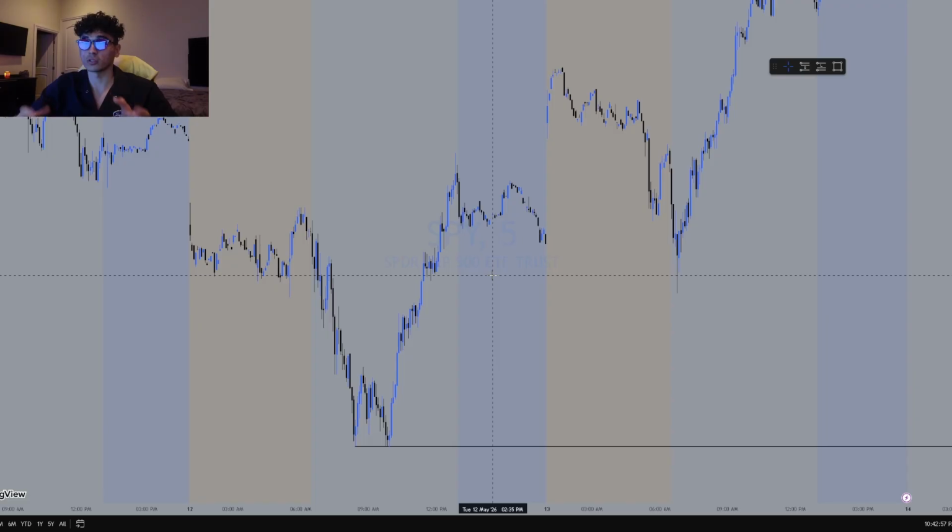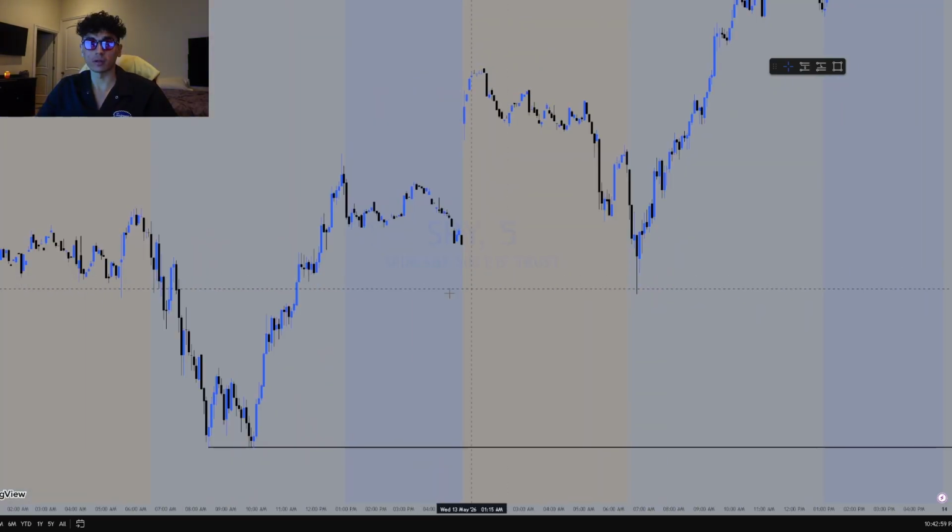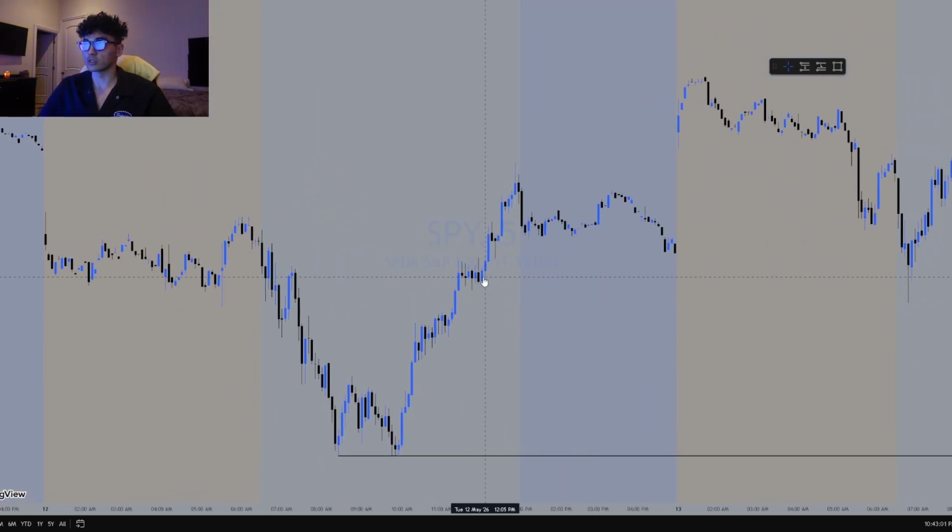That's pretty much what our support levels are. So right here, as we can see, a little bit of a consolidation before a strong move up. So very simple. Let's just go ahead and mark out this low here, which is considered our support level.